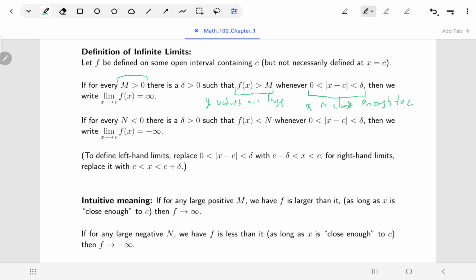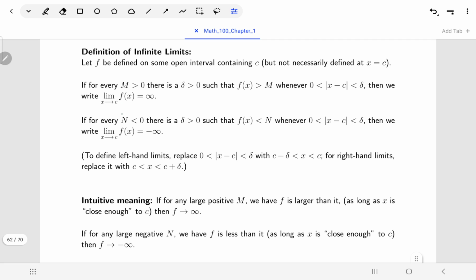So if my x is close enough to c, then my y values become really large, and they can be as large as whatever large number you feel like picking. So if you had your limit as x goes to c being positive infinity, then if you wanted your function to have a y value that was bigger than a billion, you could find some closeness where if x was close enough, the y values would all be bigger than a billion. And if you wanted the y values to be bigger than a trillion, you could find a delta where if the x values are close enough, all the y values in that little interval are bigger than a trillion, and so on. The definition for negative infinity is similar.